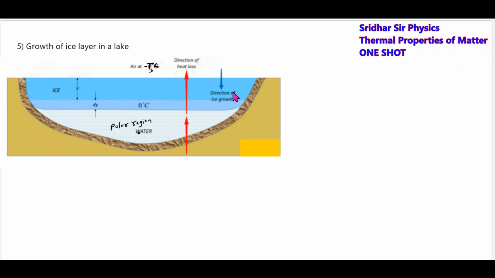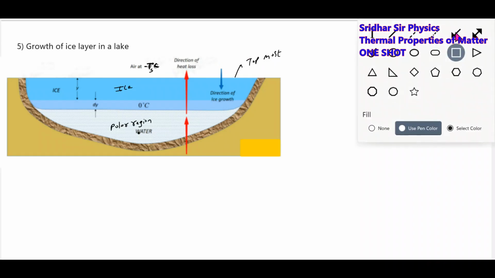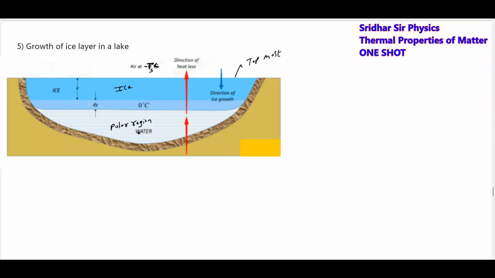As the water loses heat, it will freeze. The topmost layer of the water will start freezing. This is the topmost. From here the water starts freezing. Now here an ice layer is formed. Now who is involved in the transfer of heat? The ice is involved in the transfer of heat.